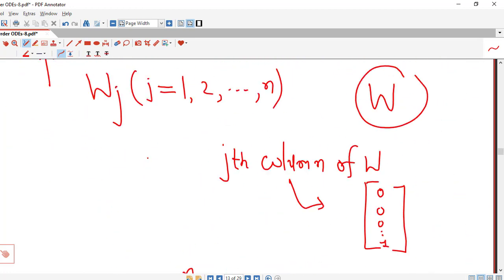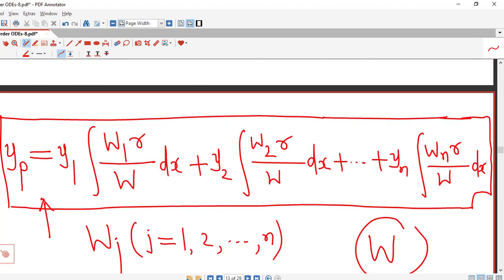So in the next lecture we will see how to find the particular solution of higher order ODEs using this formula of the method of variation of parameters.